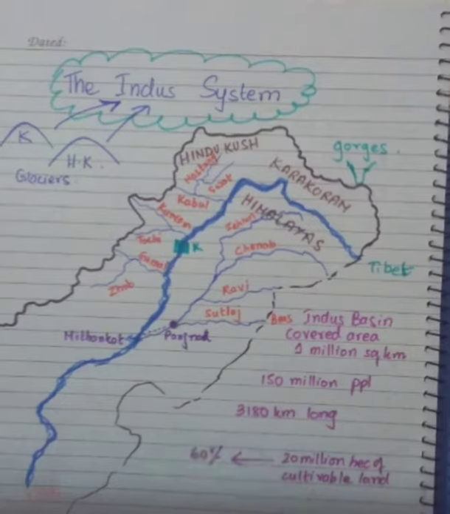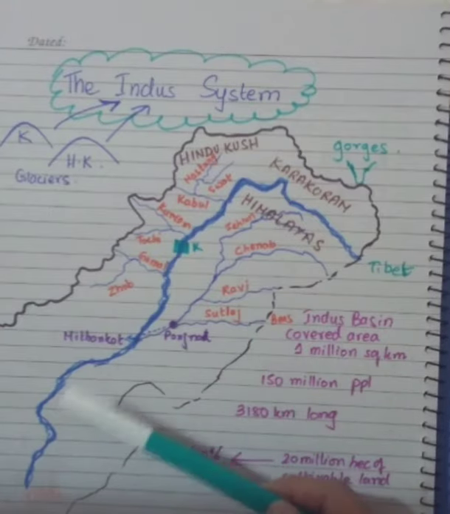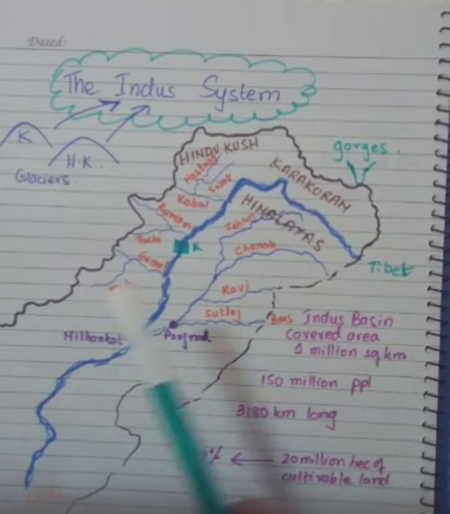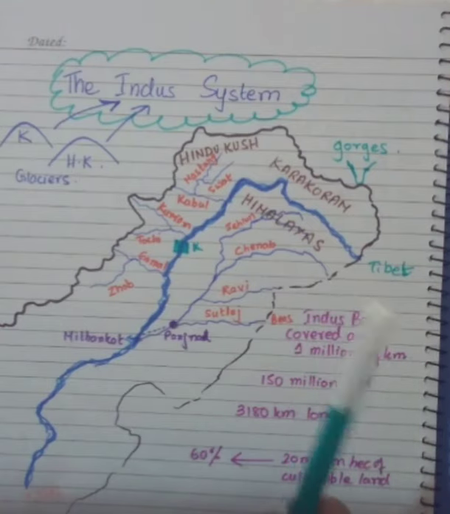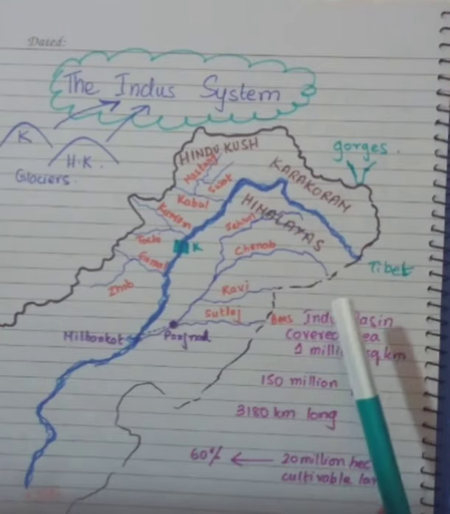It's a very roughly drawn map of Pakistan and the rivers that you can see in it, but just don't depend upon it because each line is not going to be perfect. It is just for your understanding.